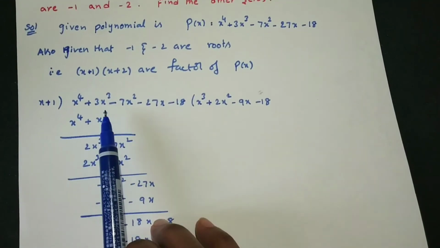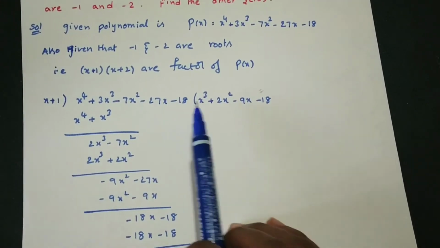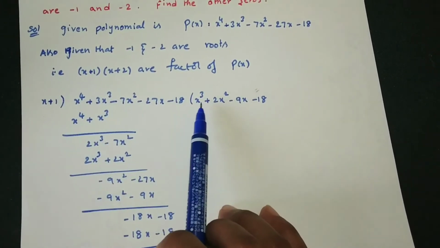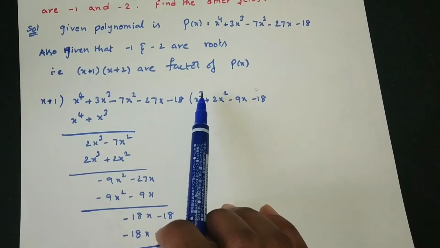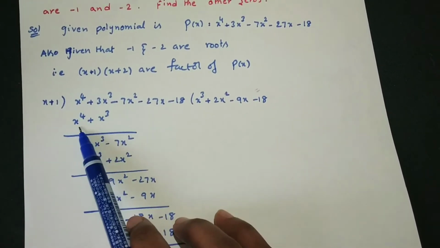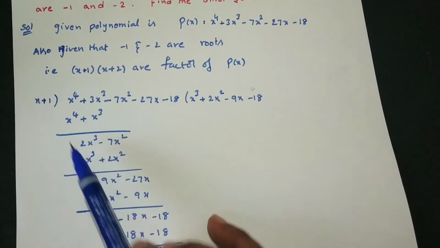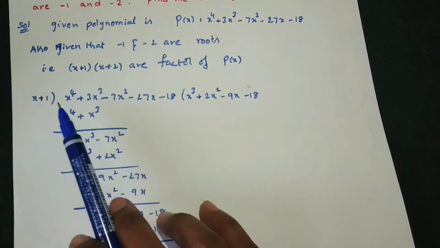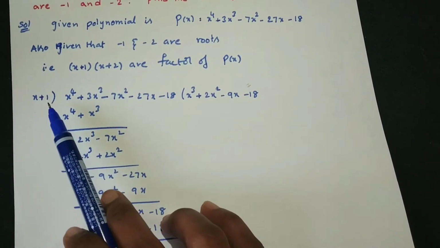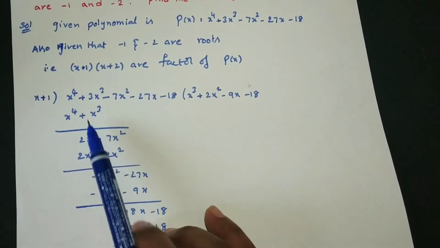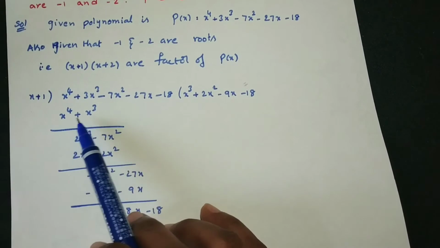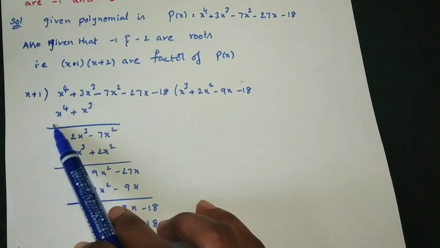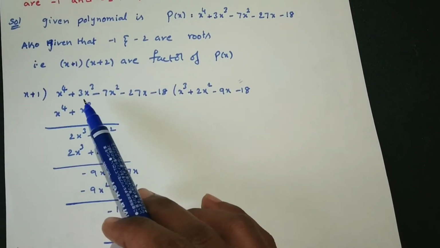Dividing by x plus 1: if you multiply x with x cube, then only you are going to get x to the power of 4. The main intention is to cancel the first terms. So x to the power of 4 plus x cube, when you change the signs, becomes minus, and cancel the terms.